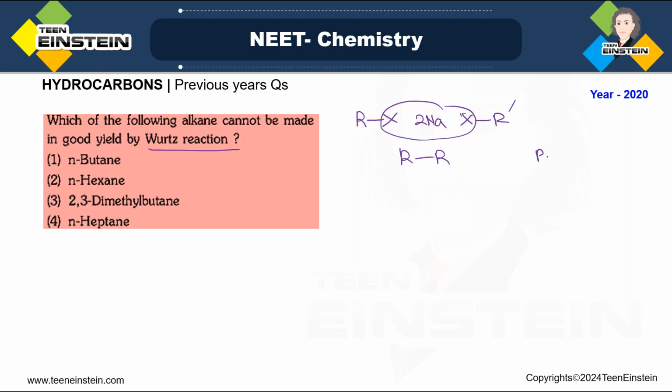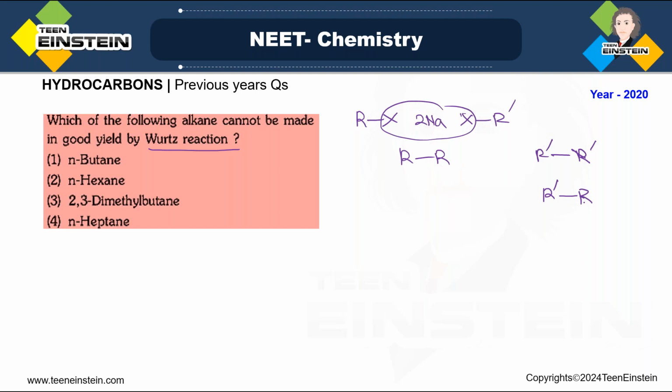Suppose you have taken one RX and one R prime X. In that case, you will get reaction between two R prime X and two R prime will be connected, or it will be a reaction between one R prime and one R. So three types of possibilities will be there when you have started with an unsymmetrical alkyl halide. But why am I discussing this? What is the relation with this?